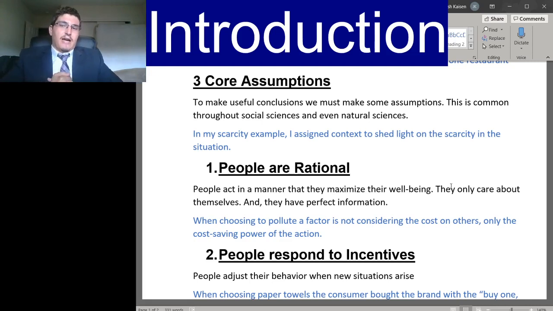An example of this in action would be when choosing to pollute. If a firm wants to pollute, they're not considering the cost that pollution imparts on others, whether it makes the enjoyment of a park worse or outright kills trees, which makes lumbering a more expensive process. They only care about the cost-saving action to themselves. They don't internalize what pollution does to other people. That would be an example of people, or in this case firms, being rational. We'll talk about firms as individuals, essentially.